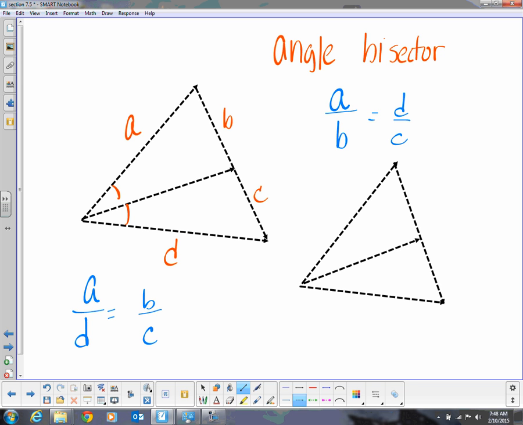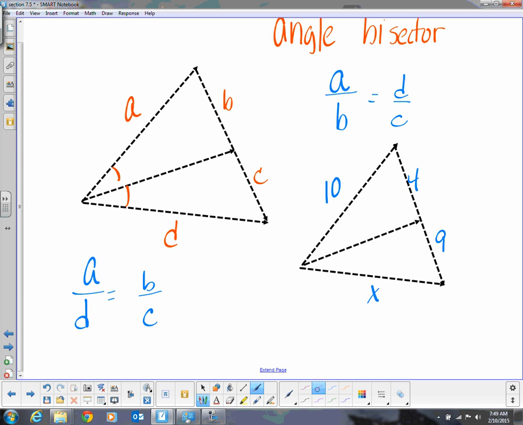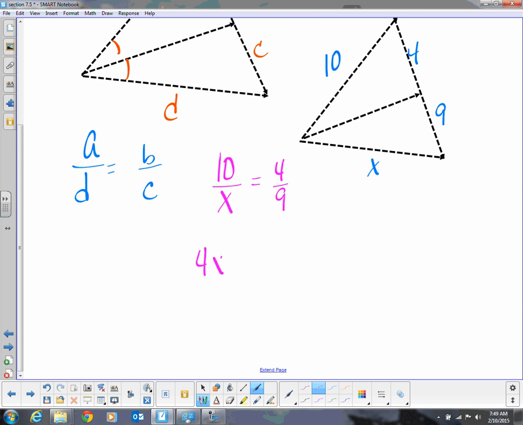Suppose I tell you that this is 10, this is 4, this is 9, and this is x. What proportion could you set up, Travis? Ten over x is equal to 4 over 9. So then we would say 4x equals 90. We would divide by 4, and x is going to be 45 halves. They have to tell you that that's an angle bisector. But it separates your triangle into proportional pieces also.